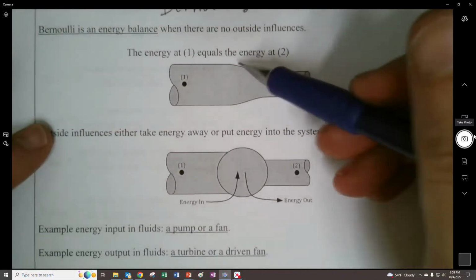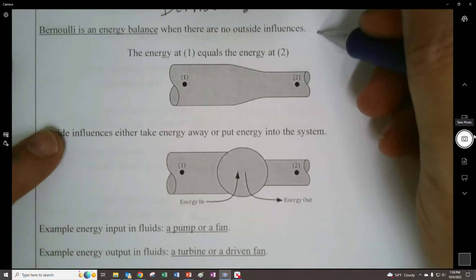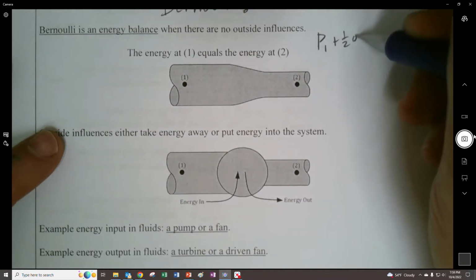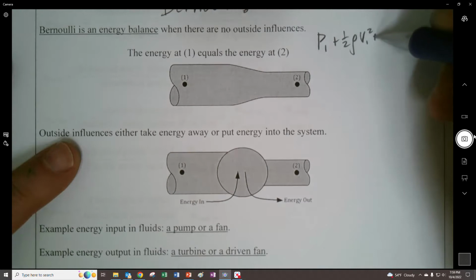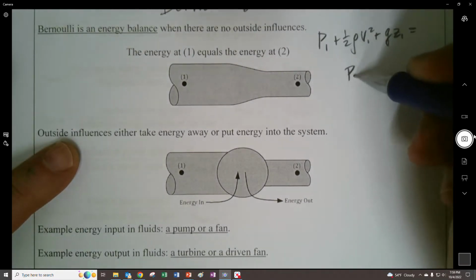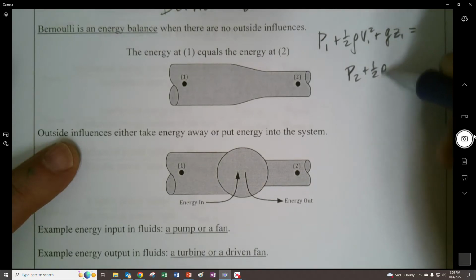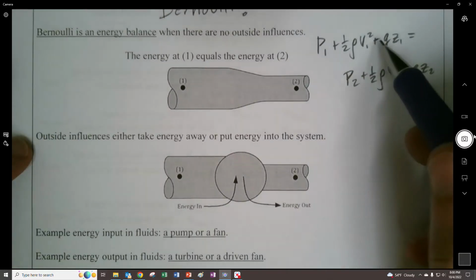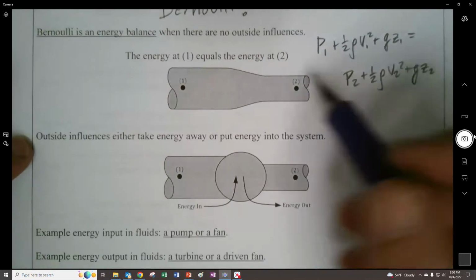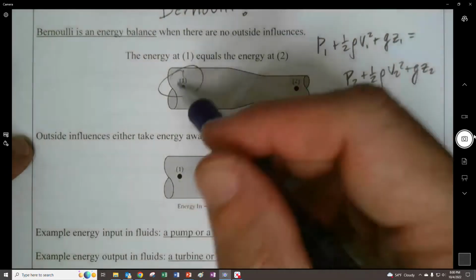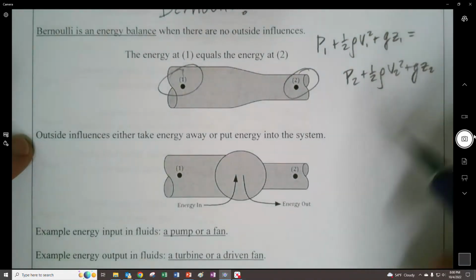So Bernoulli, as we write it, right? A lot of times we will write it P1 plus 1/2 rho V1 squared plus g Z1 is going to be equal to P2 plus 1/2 rho V2 squared plus g Z2, right? This is a balance of the energy coming into a pipe or a control volume and the energy coming out of, right?